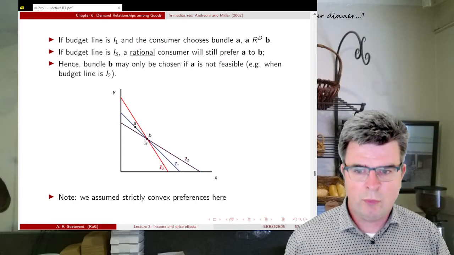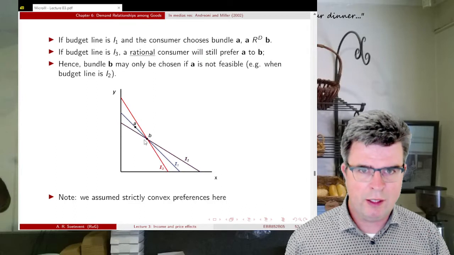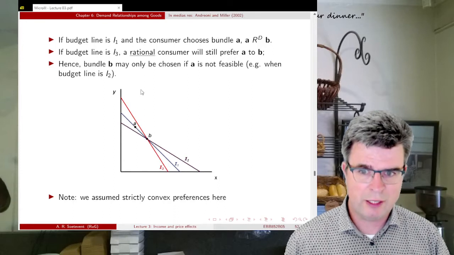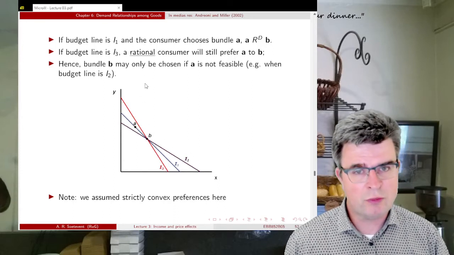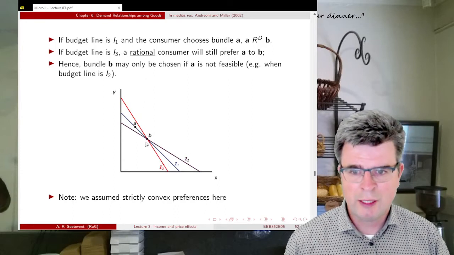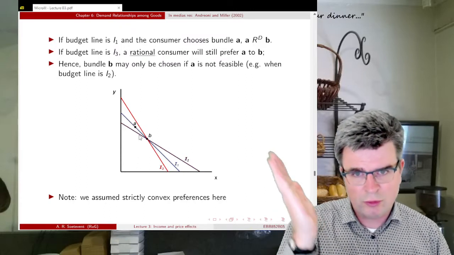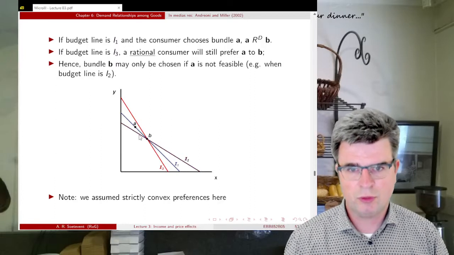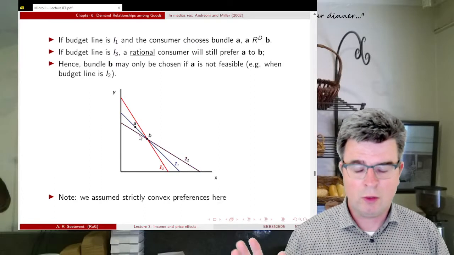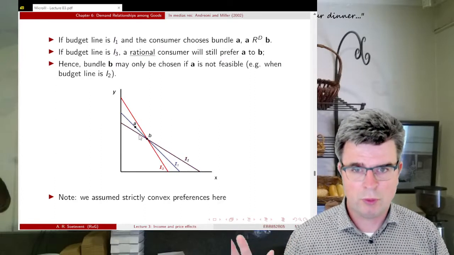Note that we assume in this example that we have strictly convex preferences. I didn't map the utility functions or the indifference curves, but we need to assume that they are strictly convex. So they are not straight lines. So the goods A and B, or the goods X and Y, are not perfect substitutes.